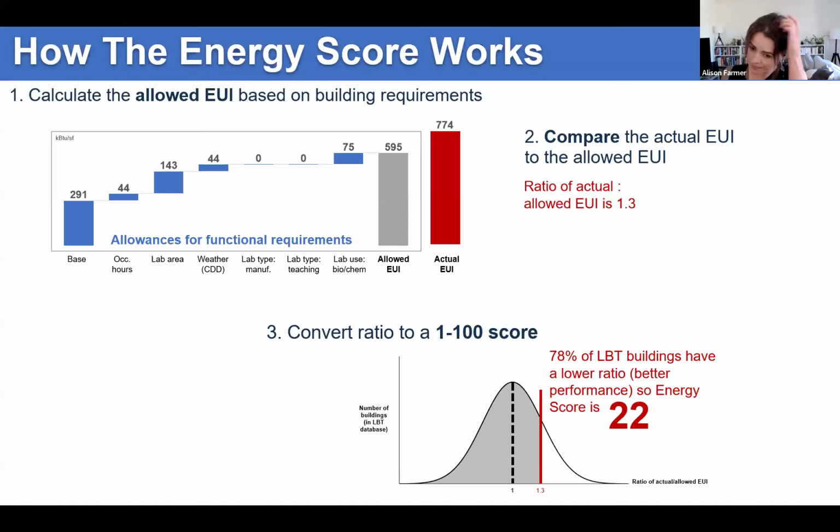So this basically works by saying that 78% of the buildings in our database, our peer group database, have a better performance than this. They have a lower energy ratio. And that means the energy score is going to be 100 minus 78, which is 22, which is not a very good rating. So if you're at 1.3 times the allowance, your energy score is going to be pretty low. So that's how the energy score works.